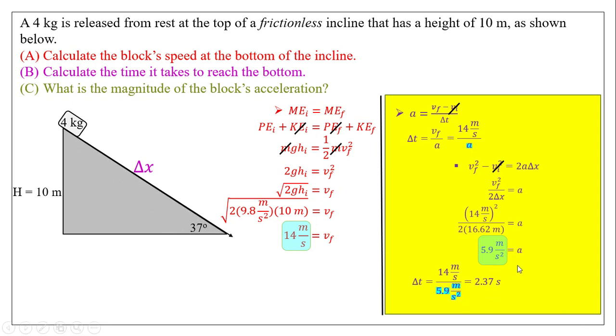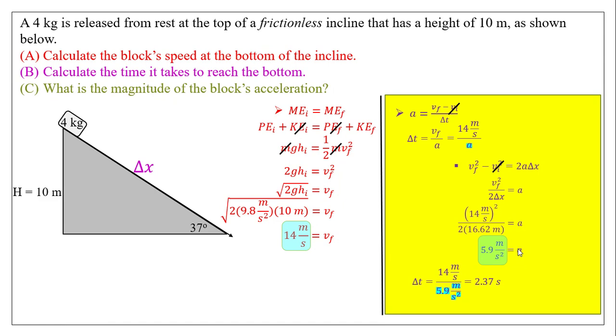Now, I do want to point out that if you did it this way, you actually found the answer to part C as well. Because part C asks, what is the magnitude of the block's acceleration? You just found it here as 5.9. So depending on which strategy you use, you might find the answer to different parts before you're even done, okay?